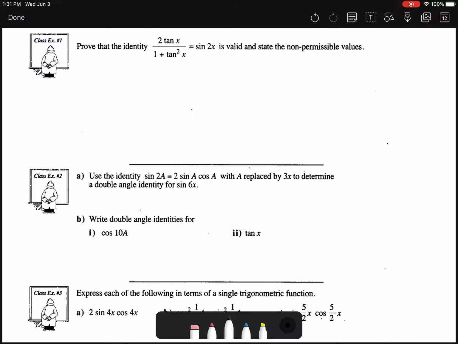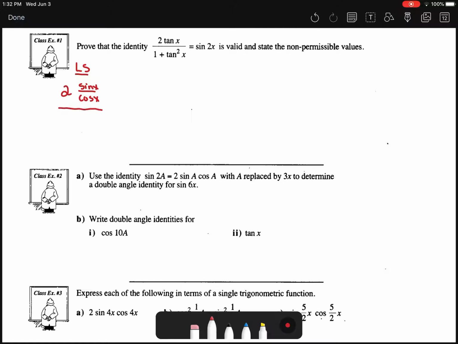So again, we're going to be taking a look at the restrictions for the denominator. To prove that this is true, I'm going to take the left-hand side and work on it, because we always take the more complicated side and start to work on that. So what I'm going to do is take the 2 and tan of x.